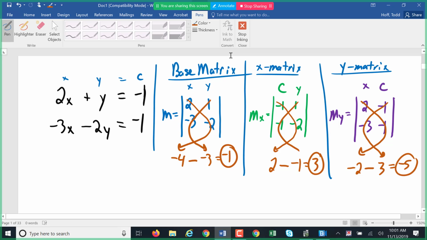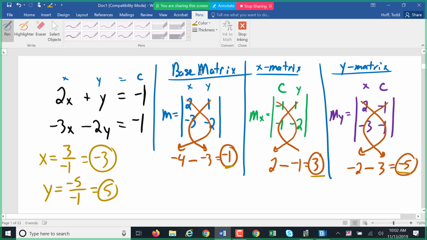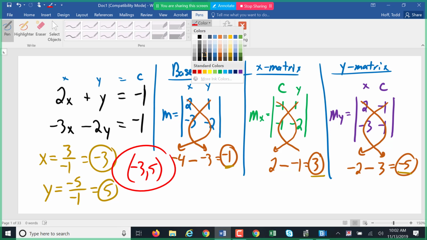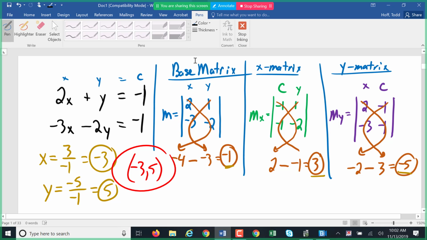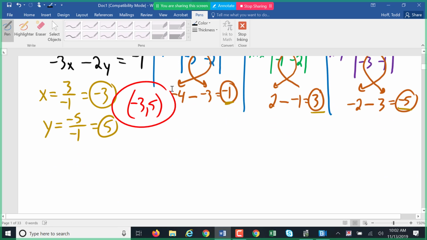So then the value for X, we have 3 as the determinant of the X matrix, over negative 1 as the determinant of the base matrix. That gives us X equals negative 3. For Y, we have negative 5 as the determinant of the Y matrix, divided by negative 1 as the determinant of the base matrix, gives us that Y equals 5. So the solution for this system is negative 3, 5. This method works for 3 variable systems with 3 equations.